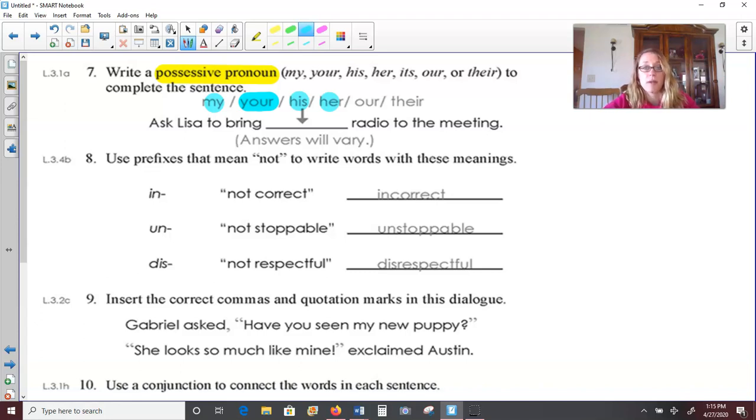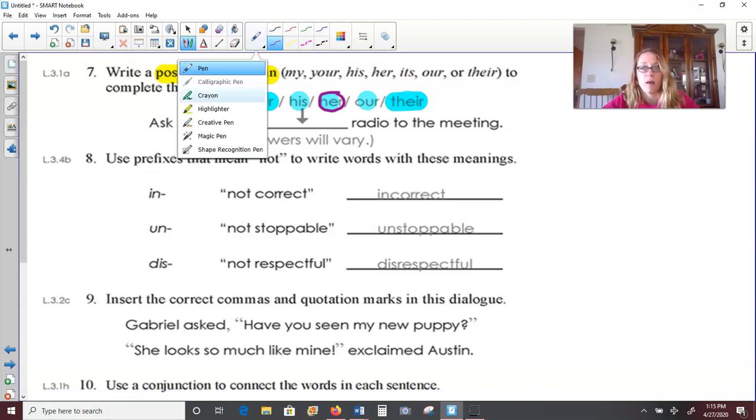Ask Lisa to bring our radio to the meeting, or we could even say ask Lisa to bring their radio to the meeting if you're talking about other people. Typically, I think most of us would have said ask Lisa to bring my radio or her radio, but any of the other possessive pronouns would work as well.